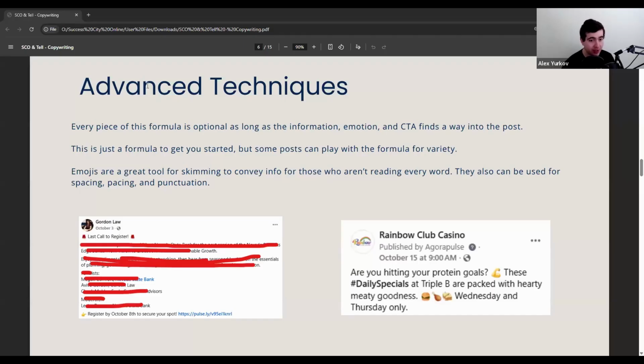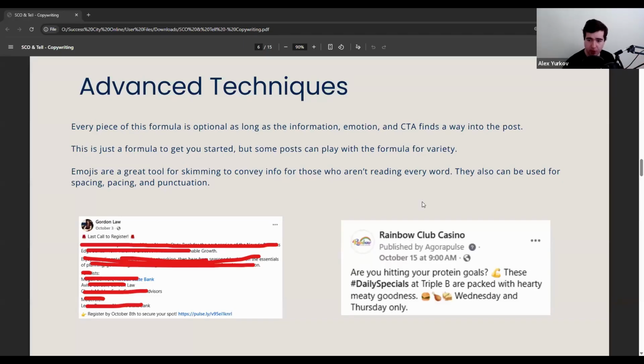Emojis are a great tool for skimming, to convey info for those who aren't reading every word. They can also be used for spacing, pacing, and punctuation. For example, in this Gordon Law post, I cut out everything else so you can see what the emojis really are doing here. It's bringing attention to that urgency, right? "Last call to register" makes it very urgent. And then at the end, it brings attention to that call to action, "register by October 8th." So the emojis really took your eye to the most important information.